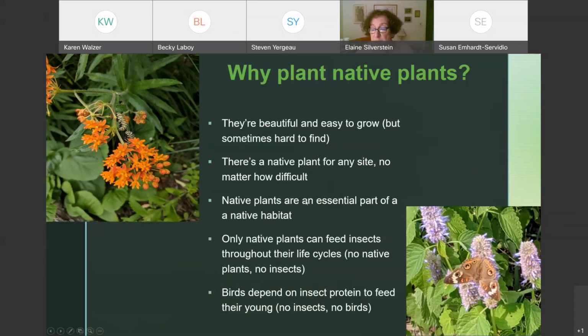Native plants are an essential part of the native habitat, as we've already seen. Only native plants can feed insects throughout their life cycles. No native plants, no insects. And birds depend on insect protein to feed their young. No insects, no birds. This is one point I want to make, and I should have made it earlier.